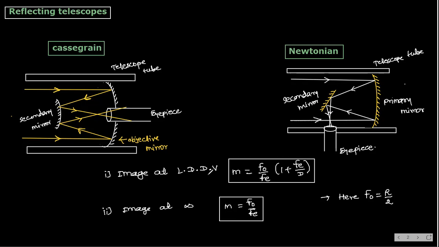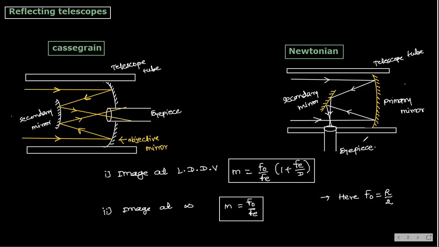And for the image at LDDB, means least distance of distinct vision, it is the same formula you used for the astronomical telescope. I have just taken Fe out, nothing else. If you want to take Fe inside, use F naught by Fe into 1 plus Fe by D. Same formula, not at all an issue. And when the image is at infinity, magnifying power is equal to F naught by Fe.